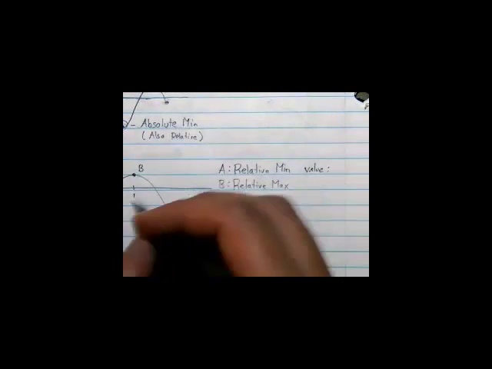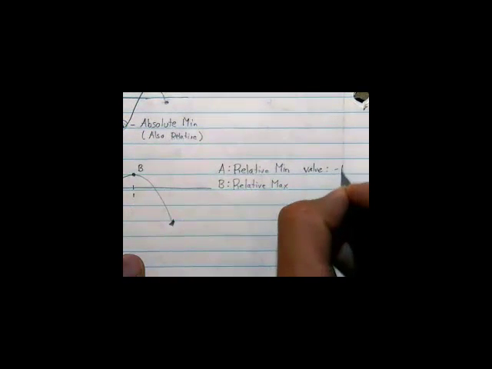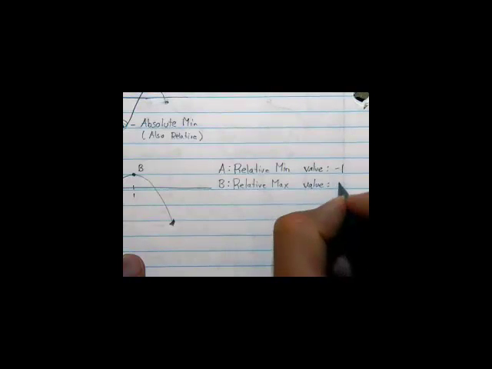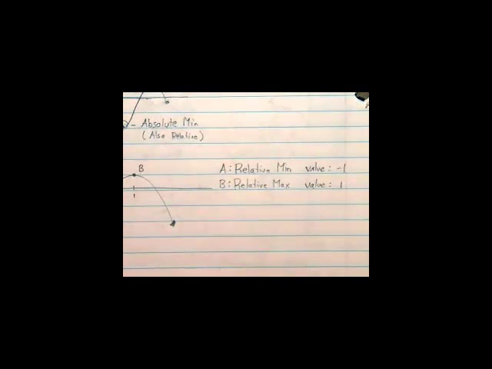So the value of the min is -1. And the value of the max is +1, okay? Or they might ask you, what are the coordinates of the min? What are the coordinates of the max? Okay? So in that case, you'd give them the ordered pair, okay?